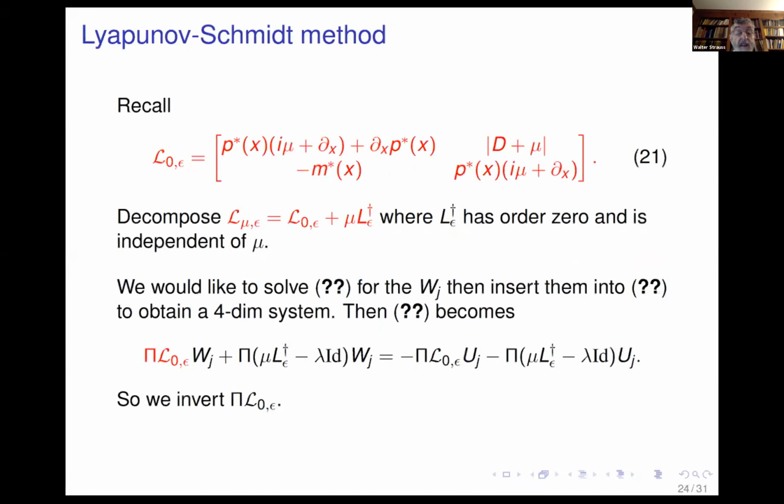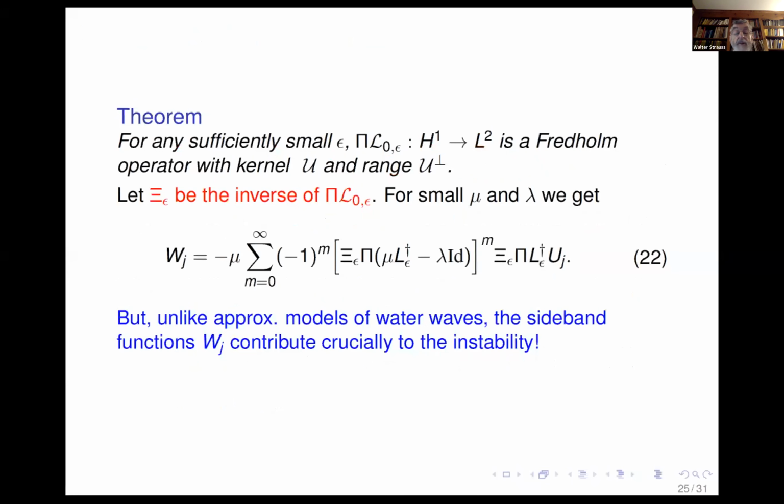Now the previous equation at the bottom of this slide has the thing we're going to invert in the first term, and the second term on the left side has a mu and a lambda, but mu is going to be small and lambda is going to be small. So once we invert pi L, then we can invert the whole thing because you have a small perturbation. And so we've just written the Neumann series. And those are the WJs. Okay, it looks horrible.